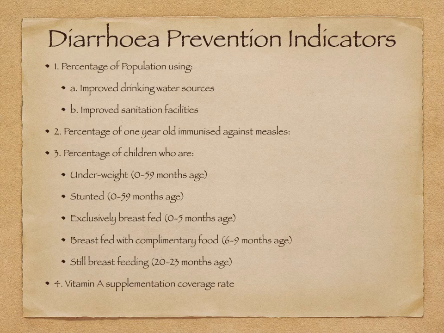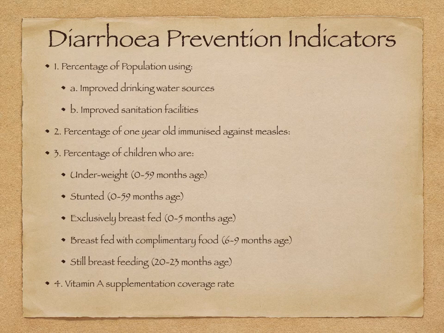As regards diarrhea prevention indicators, I'll just be giving you a flavor of all the indicators. I won't be going into detail as far as the stats are concerned, but as you can see in the slide, the diarrhea prevention indicators. The first is the percentage of population using improved drinking water sources. B is improved sanitation facilities. The second is percentage of 1 year olds immunized against measles.